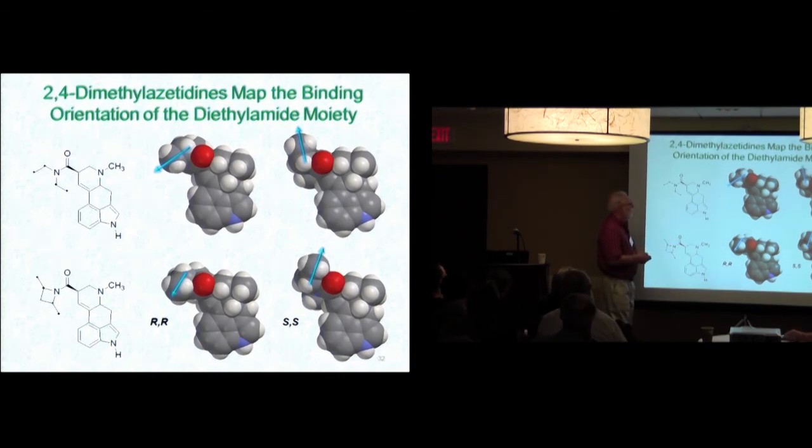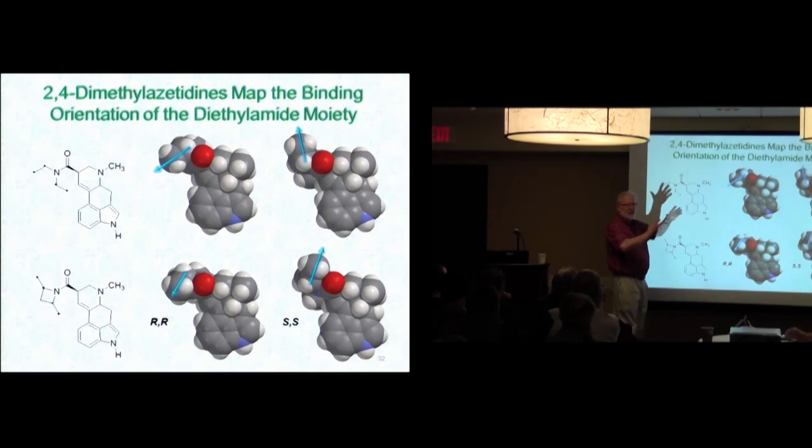If you look at the front, this is a front view of LSD, and there are two possible orientations of the ethyl groups. In this one, the front ethyl is projected down and the back ethyl is projected up. In this one, the front ethyl is projected up and the back ethyl is projected down. This is the dimethyl azetidines, the RR isomer and the SS isomer, and they're locked. They can't move. So in this one, the front methyl is projected down, corresponding to this conformation of LSD, and this one is projected up, corresponding to this.